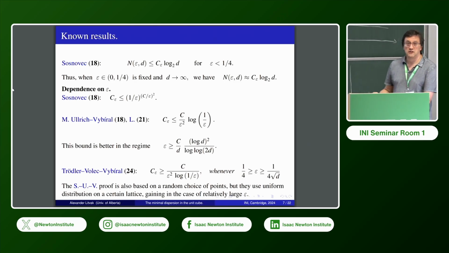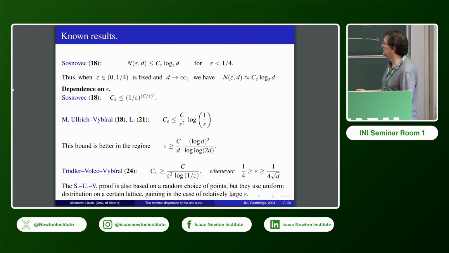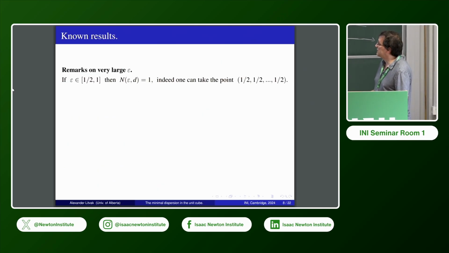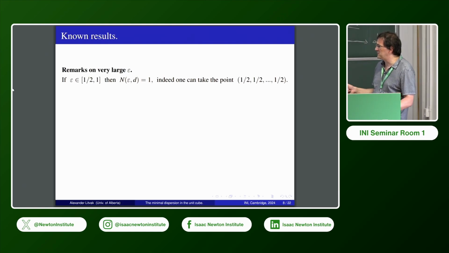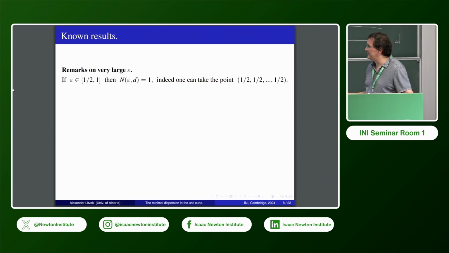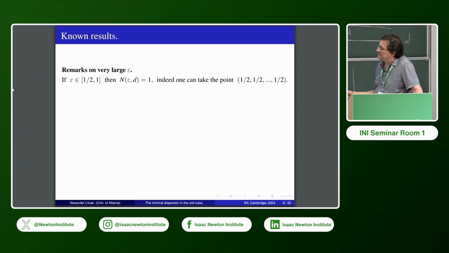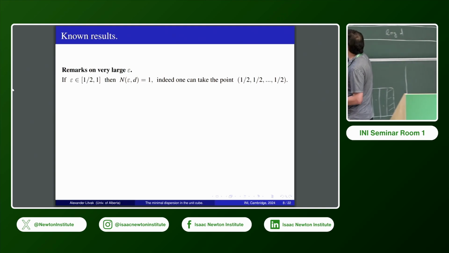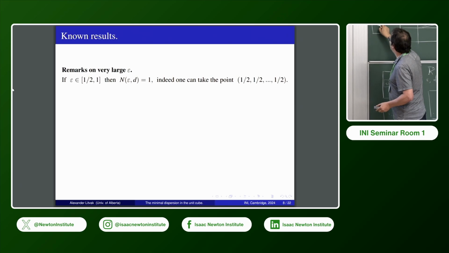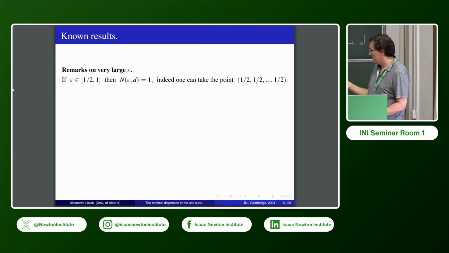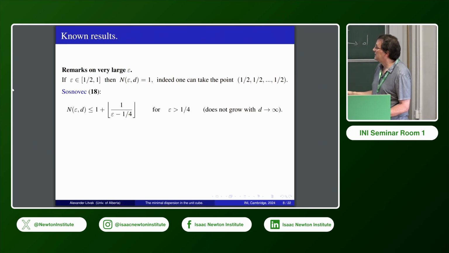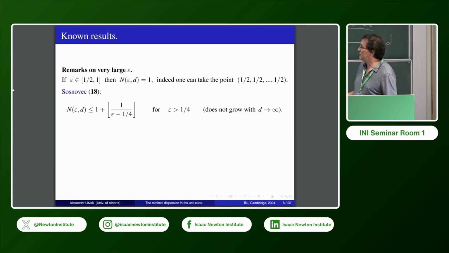And also before I mention our results, I would like to mention just several simple facts. Well, not simple facts, but I start with simple facts about very large d. So if epsilon is larger or equals than half, then just one point in the middle, of course, is enough. So if I take this point, then any box of volume larger than half will have this point, which is trivial. What happens between half and quarter?